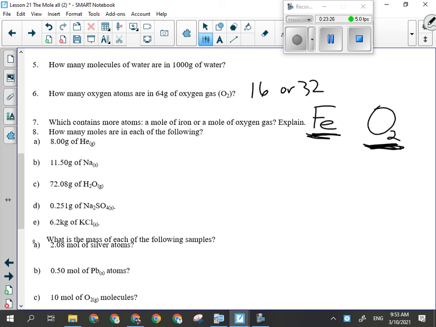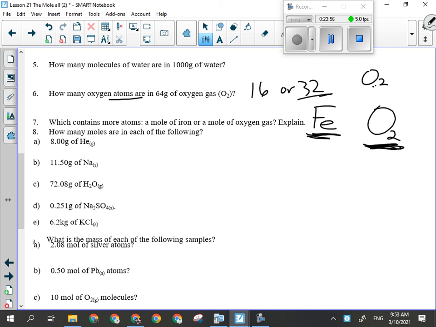Okay, 32 is the mass of oxygen gas. When I calculate the number of particles, though, what am I going to have to do? If I use 32, I'm calculating the number of O2 molecules. What does it want? Not divide by 2, you would multiply by 2.